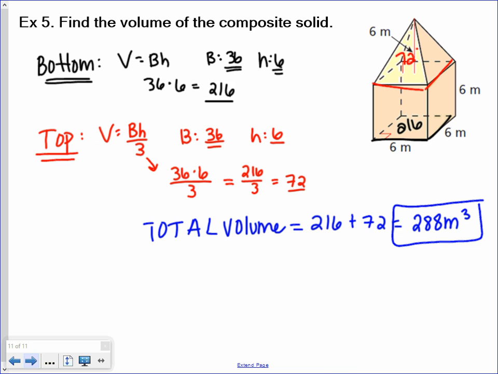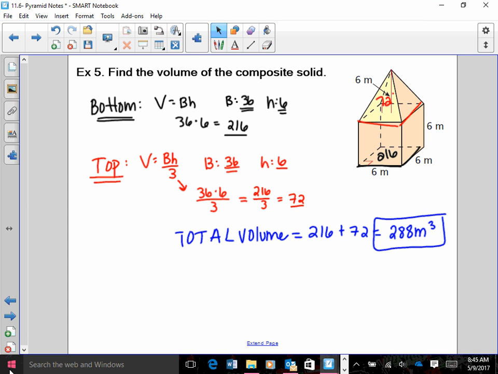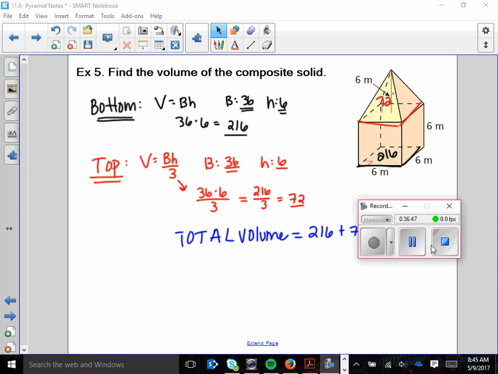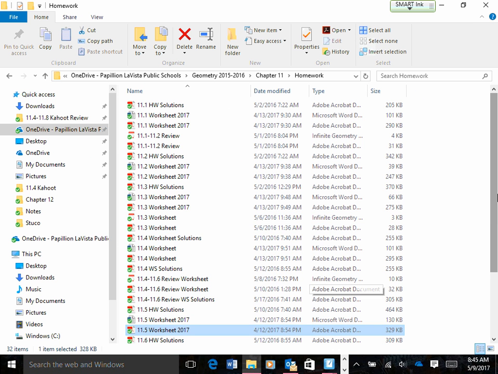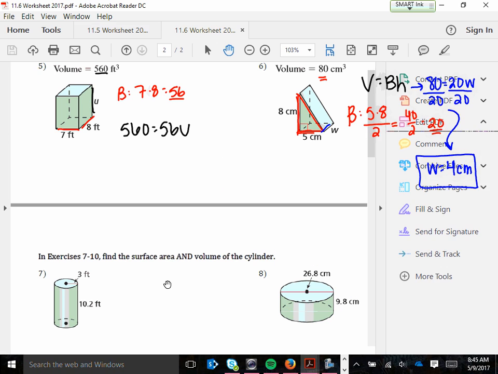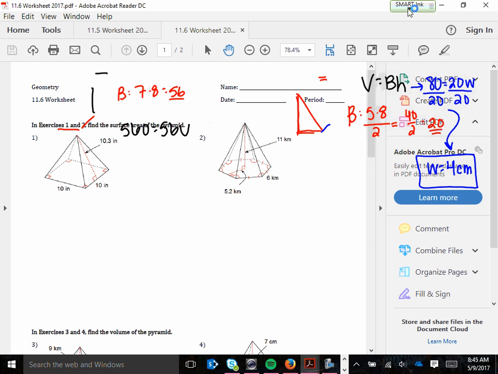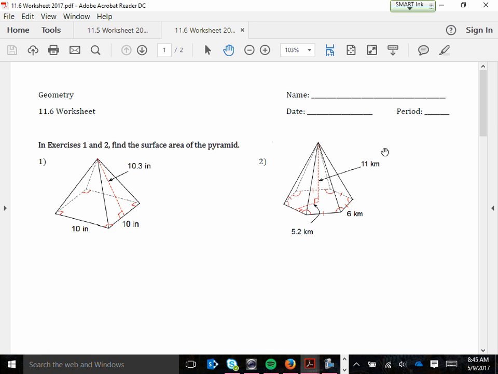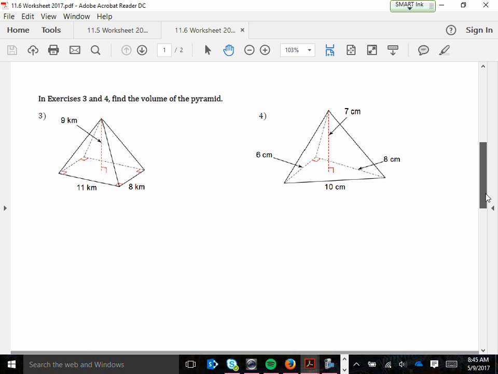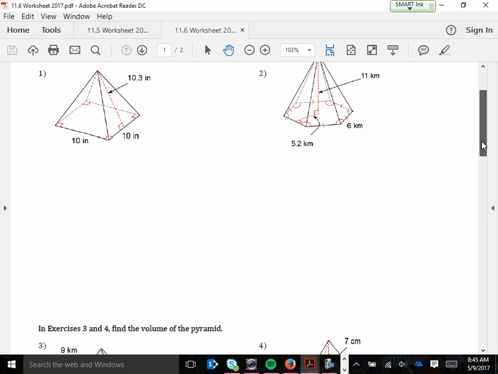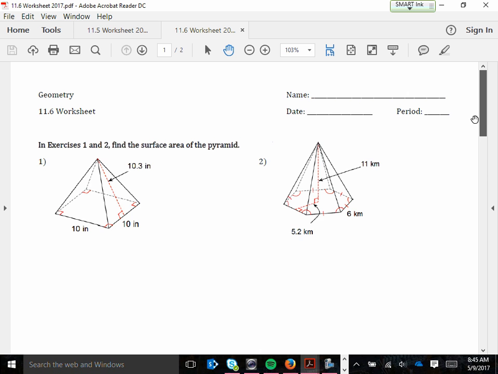Okay, I think what I would like at this point in time is for you to grab out your 11.6 worksheet. And we can go over maybe a problem together, because there's kind of a lot happening right now. Yeah, that's right, you can move this. Now, the directions are a little bit different.